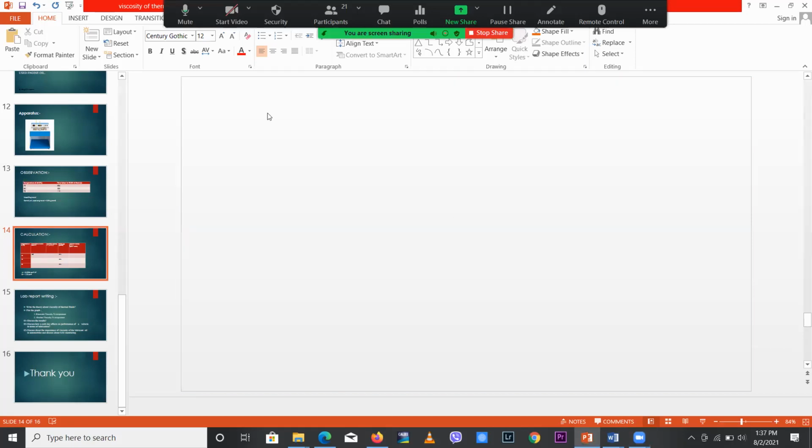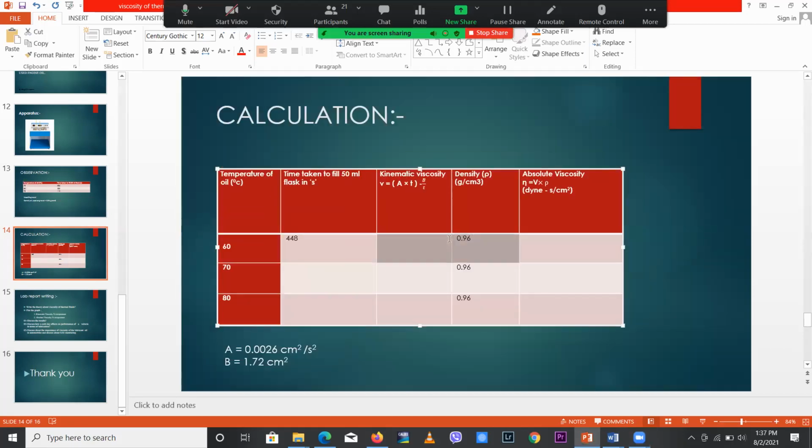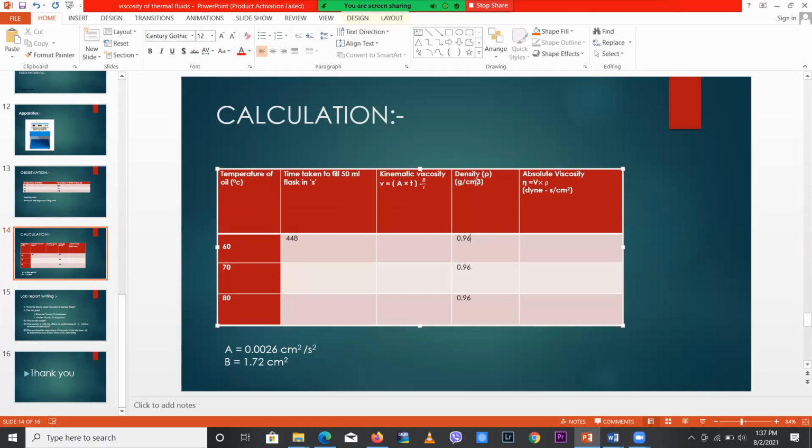Okay, then use this density as 0.96. So it is gram per centimeter cube, right? In the lab sheet, I think they have made a mistake. They have written this unit as gram per second or something. That is wrong, right? That won't be the density's unit. So the density unit should be kilogram per meter cube or gram per centimeter cube. So here we are going to use density in gram per centimeter cube.